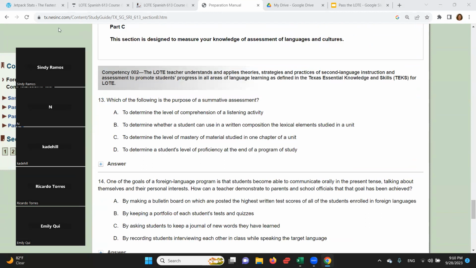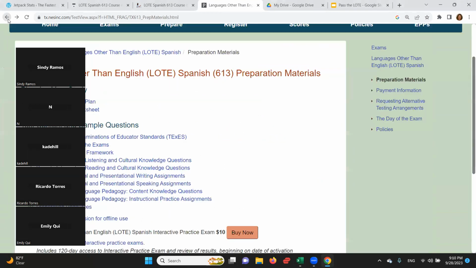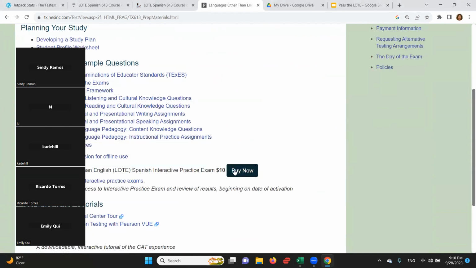If you go to the Texas NES-INC manual, there's a $10 Pearson test. And you can take it and it'll help you know if you're ready to pass the test or not. I recommend you do something first. You don't want to just do this because there's only one version of it.